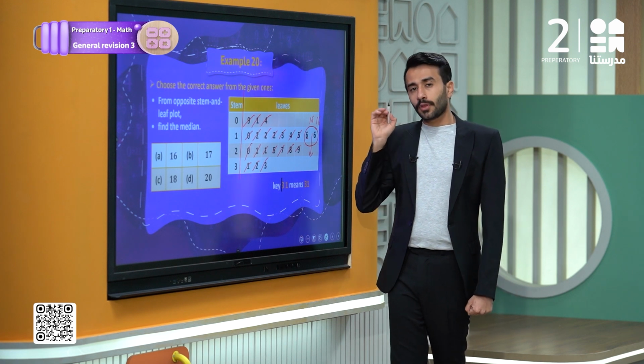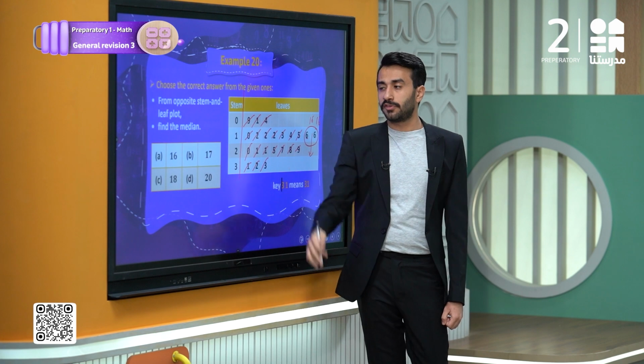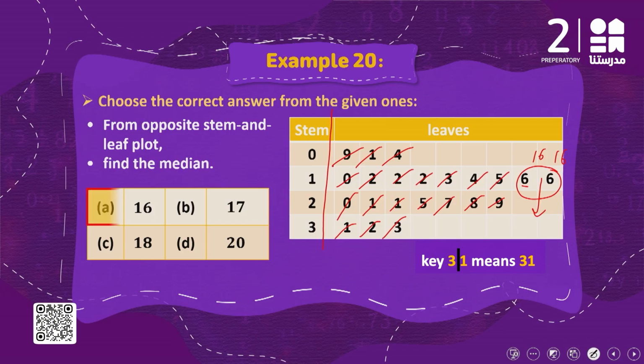16 plus 16 which is 32, divide by 2, also it will be 16. This is the value of the median. So you can find it mentally this way, or you can use the rule as you like.